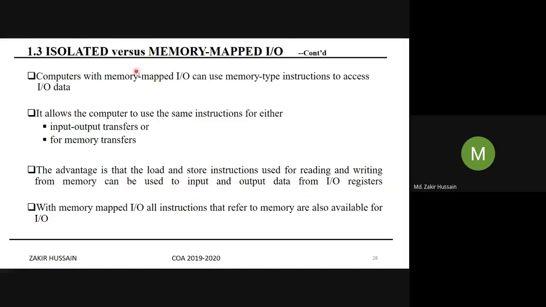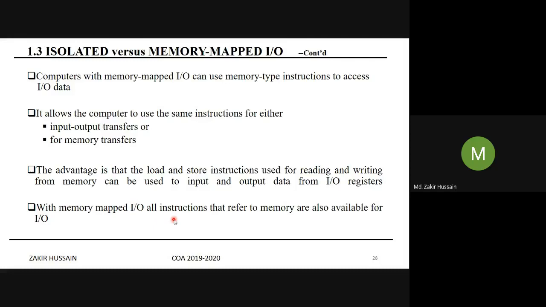This point is again talking about the same thing. Because the same control signals are used, the same load instruction can be used to access the I/O registers and also the memory. Similarly, the same store instruction can go to the I/O devices and also to the memory. The only thing that matters is the address, where you have kept the I/O devices and where you have kept the memory locations. Earlier, I represented this pictorially. So with memory mapped I/O, all instructions that refer to memory are also available for I/O. This point is repeated differently here.